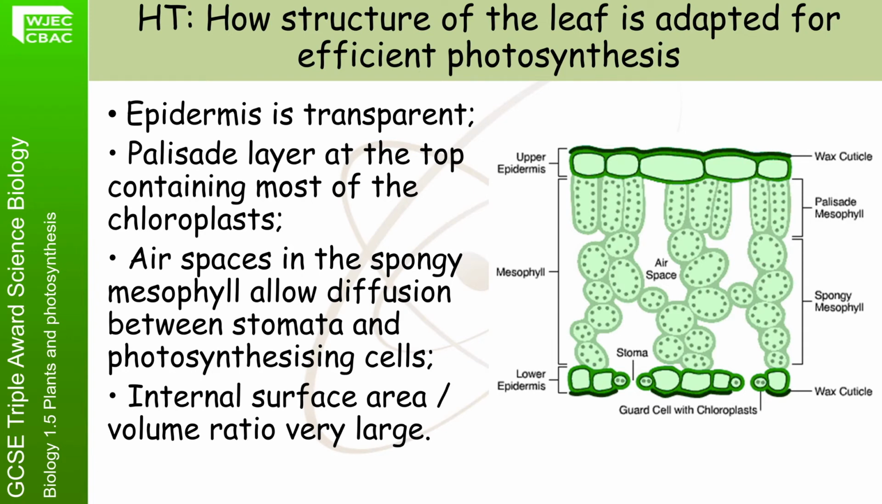On the bottom surface, we have a lower epidermis, and every now and then we can see there are holes. These are called the stoma or stomata. The holes are surrounded by two guard cells, which we'll look at in the next lesson. These allow gases to pass in and out of the leaf.